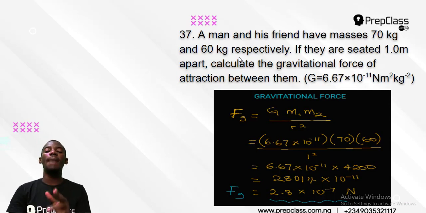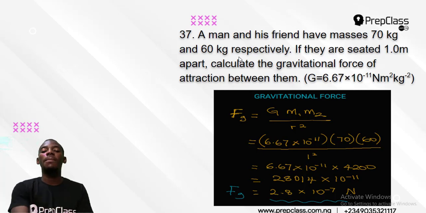Fg equals G m1 m2 over r squared, right? That is the formula for gravitational force on any question, any day, any time. Anything gravitational force is this formula. It says gravitational force equals G, which is the gravitational constant, multiplied by the mass m1 multiplied by the mass m2 over the distance r squared.